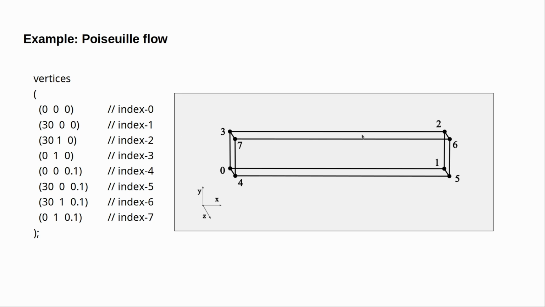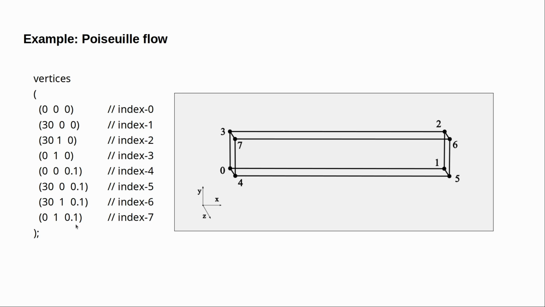Okay, let's continue. Moving from 1 to vertex 2, which has a distance in the x direction and y direction. It will be 30 mm in x, 1 mm in y, and 0 in the z direction. And from 0 to vertex 3, we just move 1 mm in the y direction. For the front face, it will be the same, but we add a distance in the z direction, as you see here.